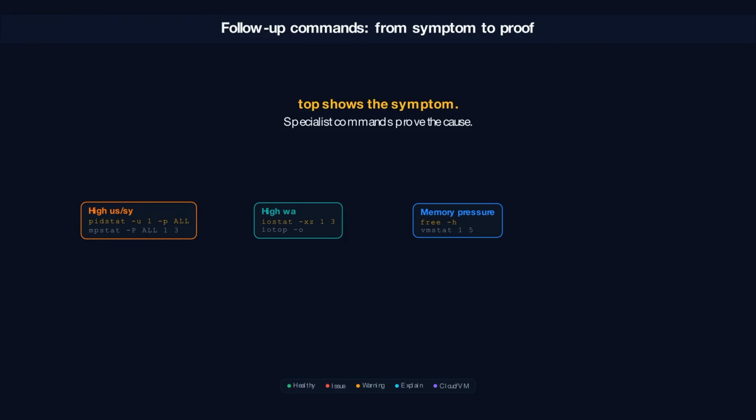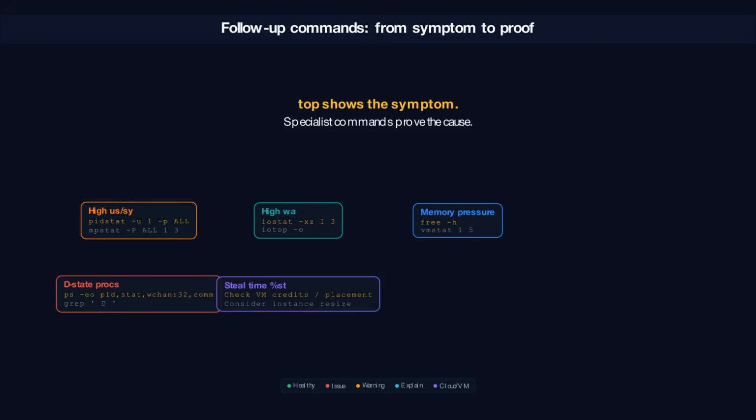If memory is under pressure, run free -h for a quick snapshot. Run vmstat 1 5 to watch page faults and swap activity over time. If you see D-state processes, they are stuck in uninterruptible disk wait. Run ps with stat and wchan to see exactly which kernel function they are blocked in.